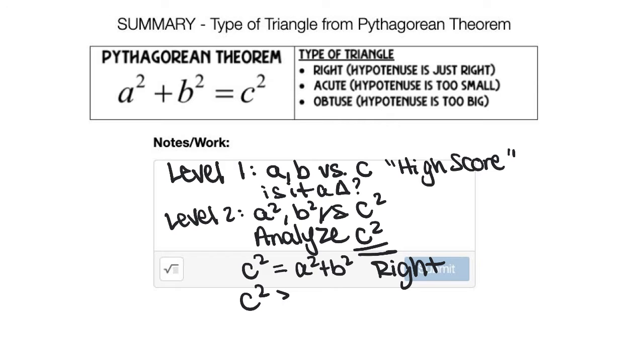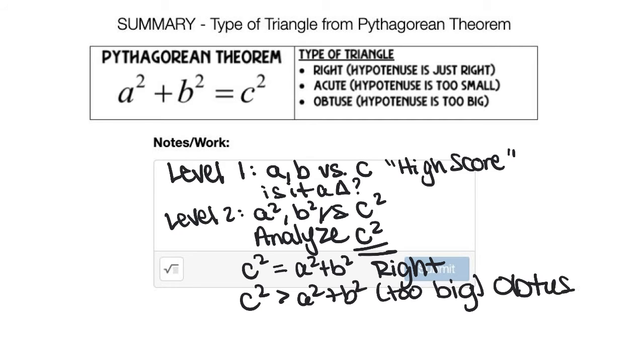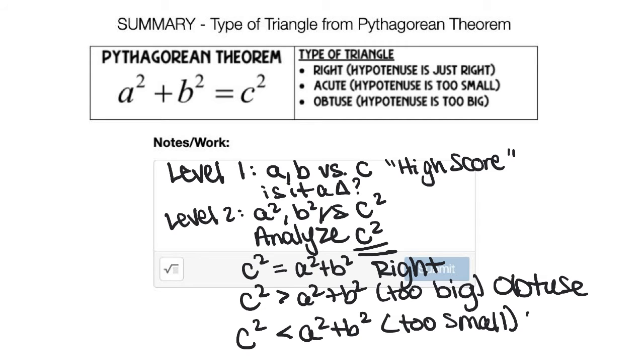If C squared was bigger than A squared plus B squared, we had an obtuse triangle. And if C squared was less than A squared plus B squared, so it was too small, we had an acute triangle.